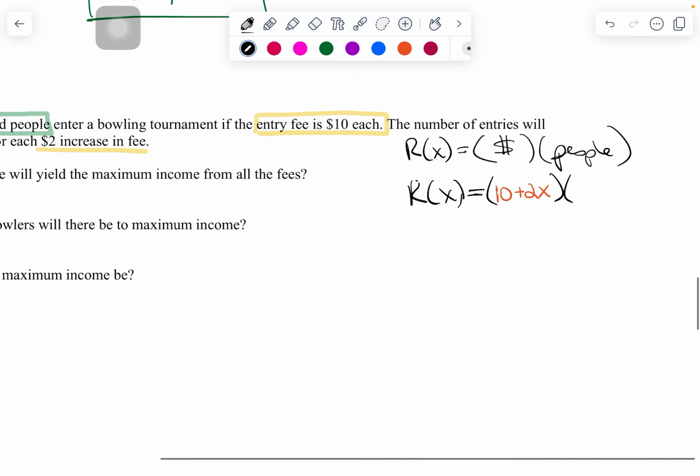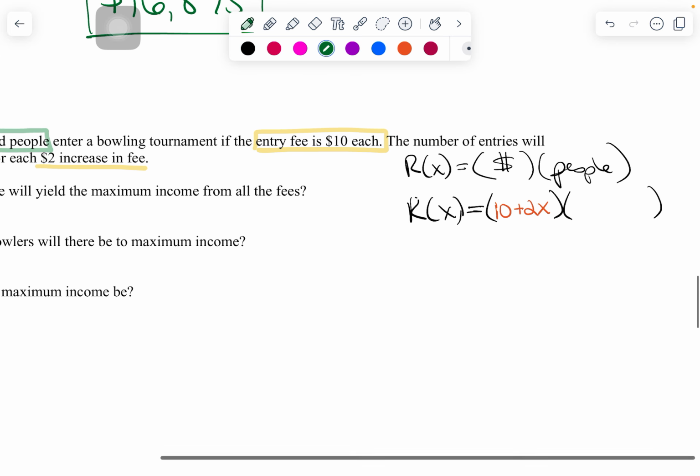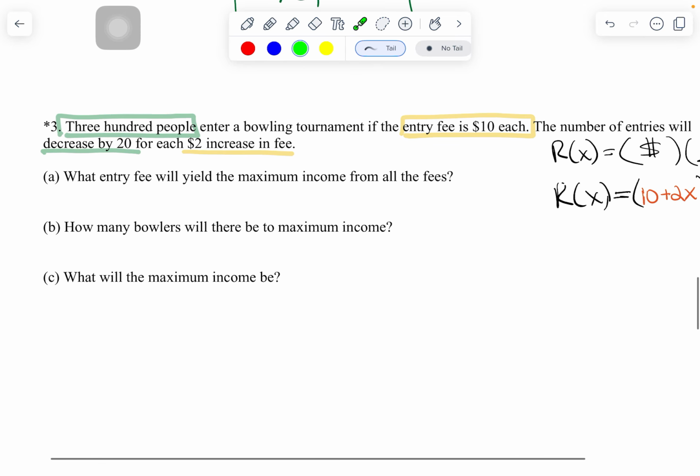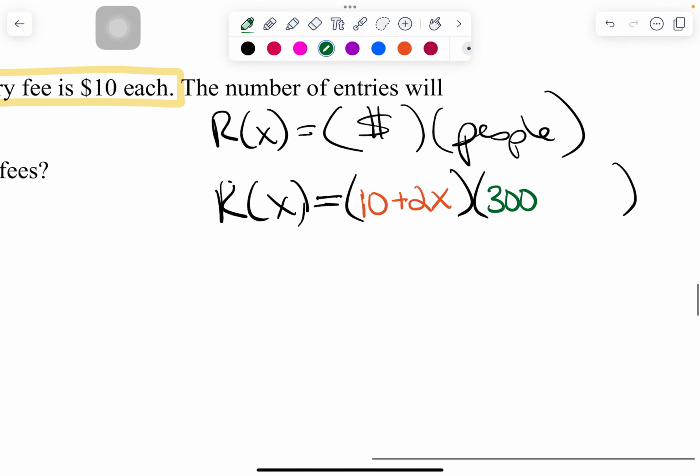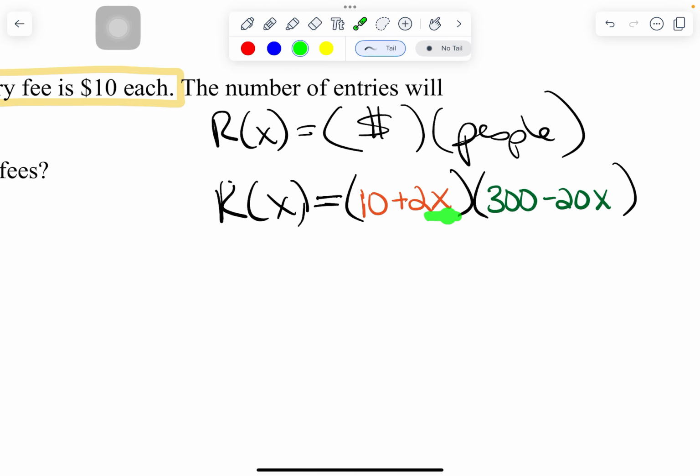Now the people part of it, we had originally 300 people, all right? And it says the number of entries will decrease by 20 each time I change the entry fee. So we're going to do minus 20x. So every time I change, or however many times I change the entry fee, I have to change the number of people as well.